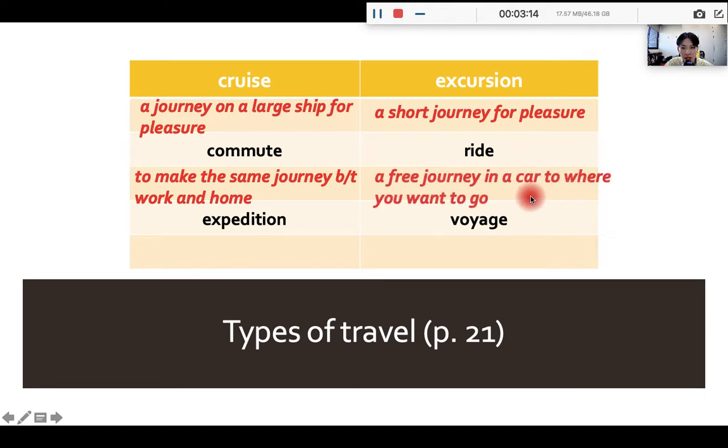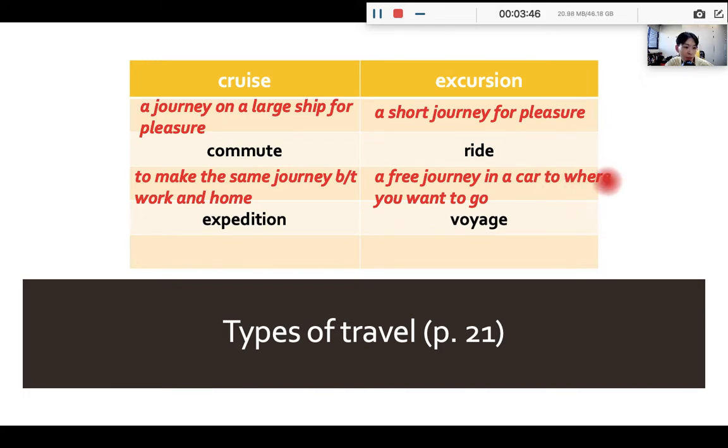And ride here is a noun. It means a free journey in the car to where you want to go. For example, if one day you are waiting to cross the street and all of a sudden you see a friend of yours in the car, and that friend offers to take you to your destination, then that person is offering you a ride.